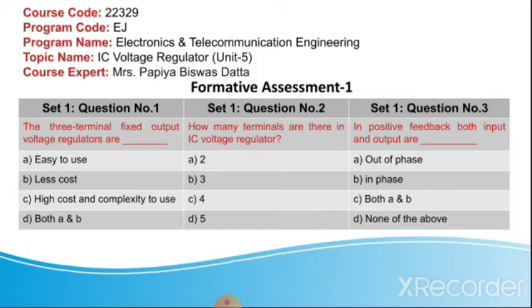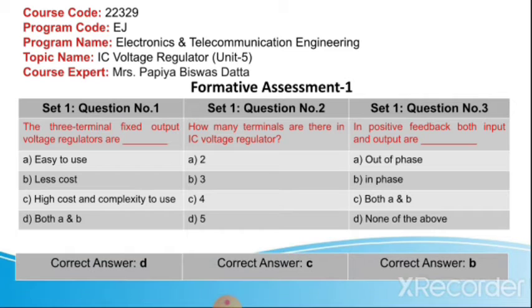I hope you got the answers. The 3-terminal fixed output voltage regulators are easy to use and have less cost. So both A and B are correct. How many terminals are there in IC voltage regulator? In an IC voltage regulator, there are 3 terminals. And in positive feedback both input and output are in phase with each other. So these are the answers.